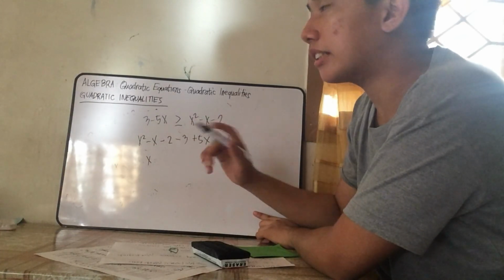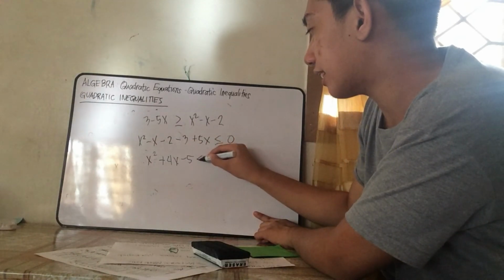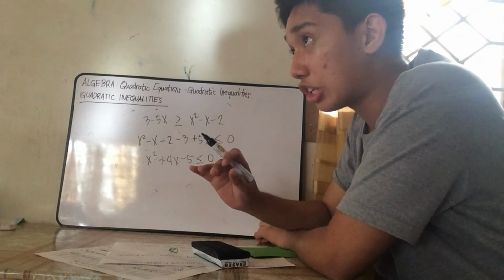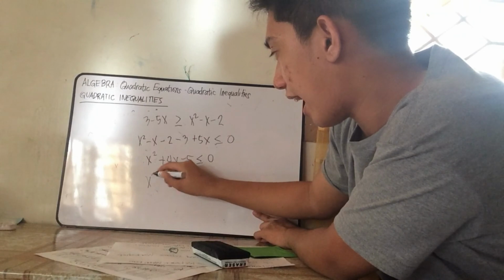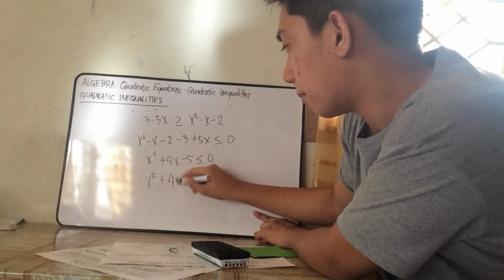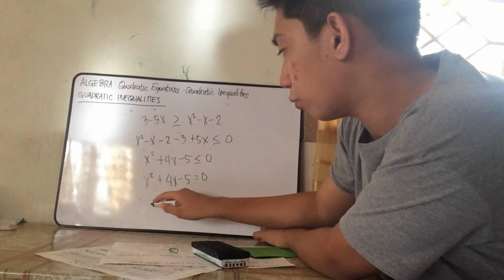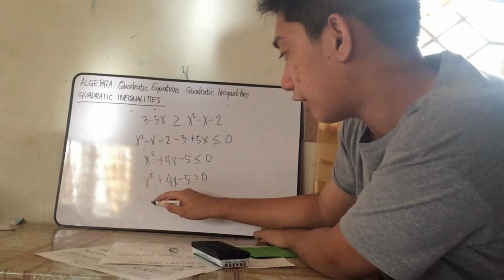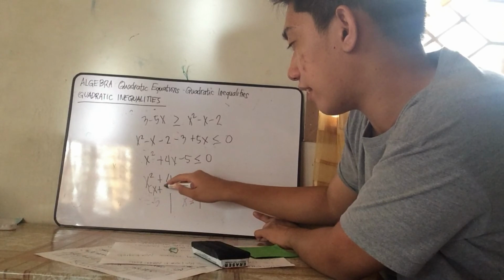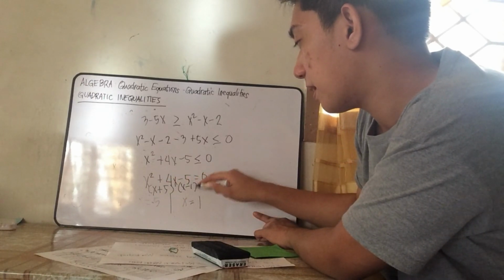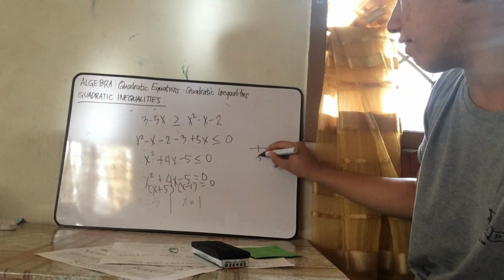So, we will simplify this one. So, this will become x squared plus 4x minus 5 is less than or equal to 0. Again, inequality, so x squared plus 4x minus 5 is equal to 0 na. Then, we set the values. So, this will become x is equal to negative 5, and x is equal to 1. Okay? Kasi x plus 5 and x minus 1 ang factoring yun. So, our boundaries will become negative 5 and 1.